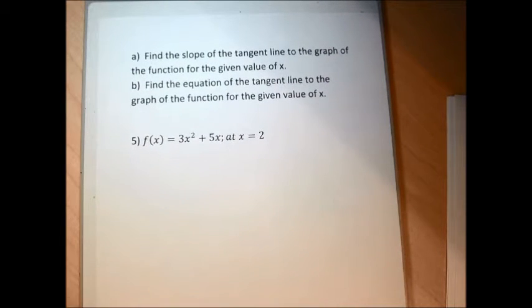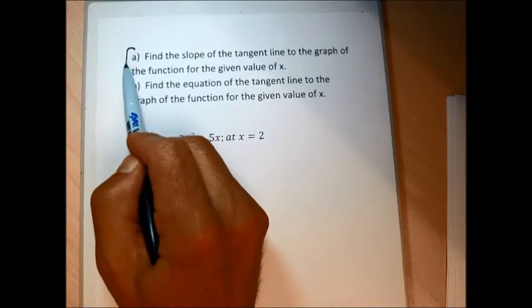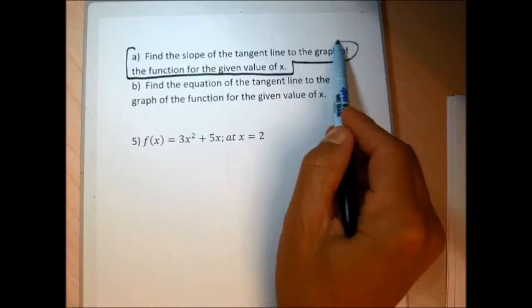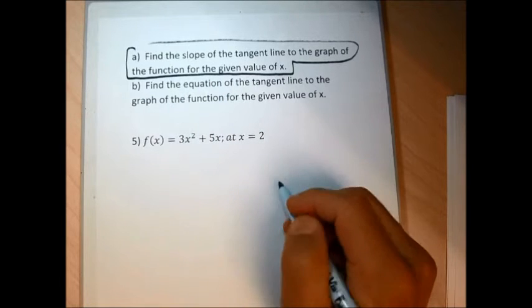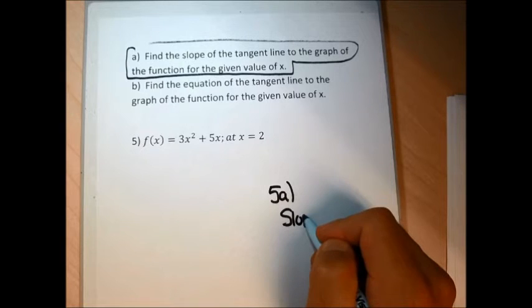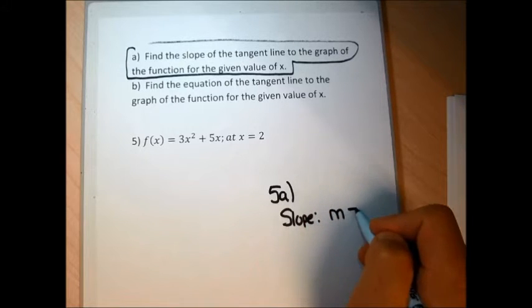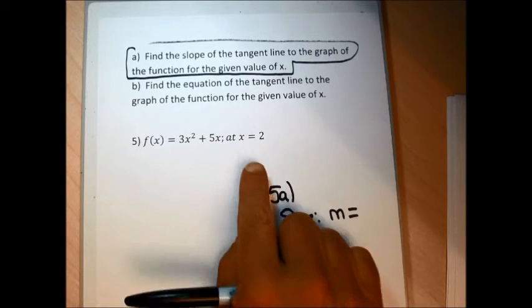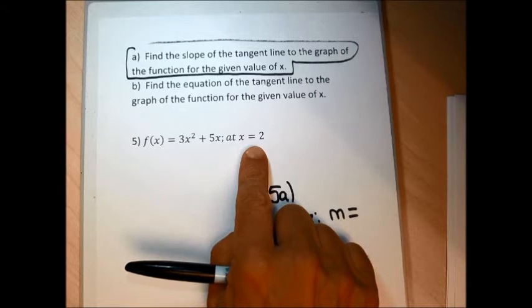It's not any harder, even though there's multiple parts to it. So part A for number 5 wants me to find the slope of the tangent line at the given value of x. So my answer to 5A, I'm going to say the slope is m equals, and I get the value of a slope by plugging a value of x into the derivative. I'm given a value of x, so I'm going to find the derivative and plug that value into the derivative.